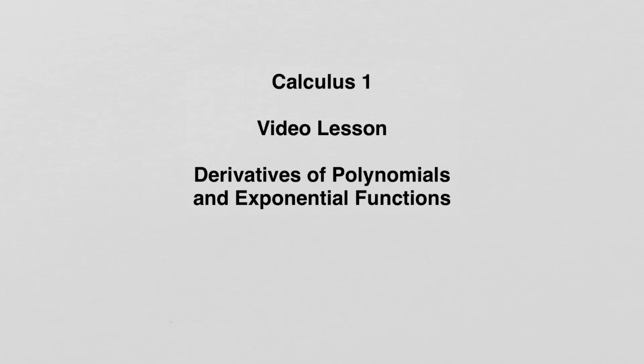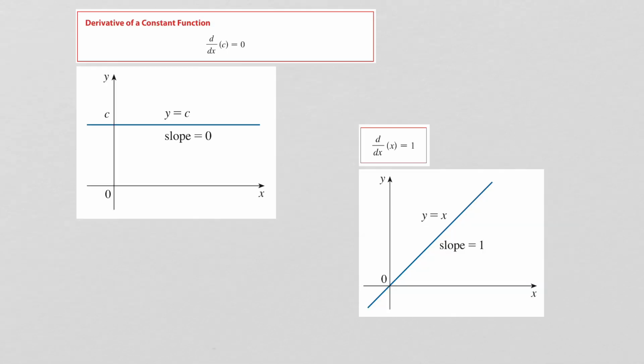Derivatives of polynomials and exponential functions. We start with the derivative of a constant function. Remember, a constant function is a horizontal line. Therefore, the slope of any line tangent to it will be 0. So the derivative of the constant function is 0.